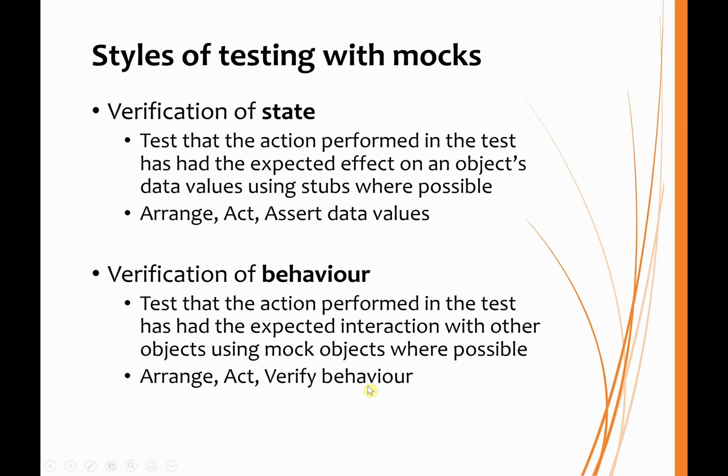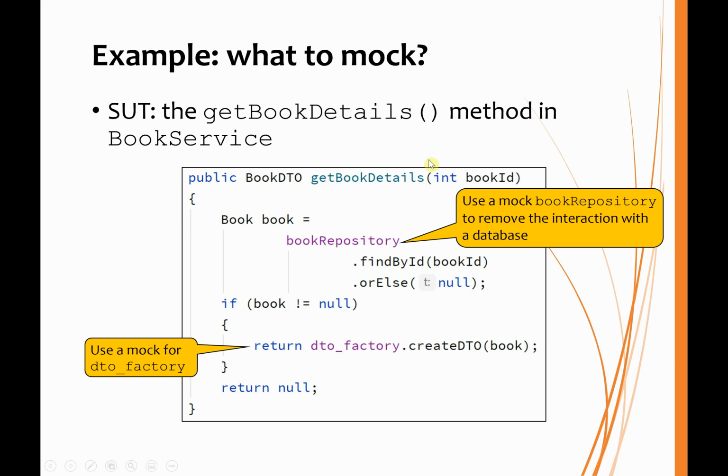If this is the method that we're wanting to test in BookService, as we look at the method, we've got to decide what are we going to keep as a real object and what other objects are we going to mock. Now, in BookService, we want to limit our testing only to the BookService class. Therefore, BookRepository will need to be mocked.